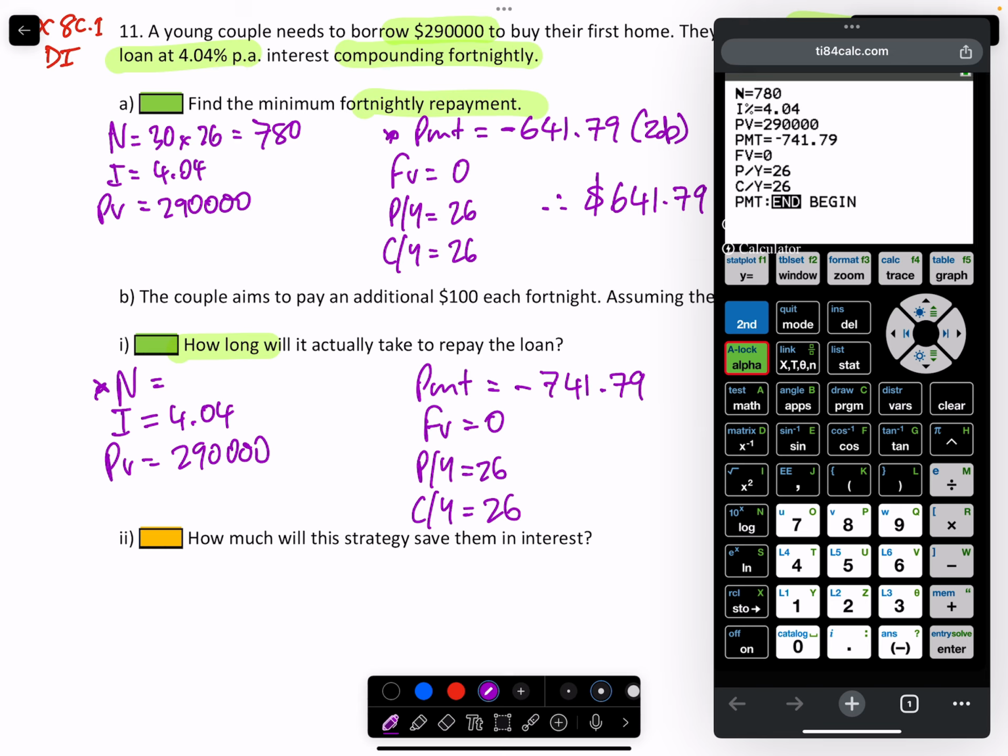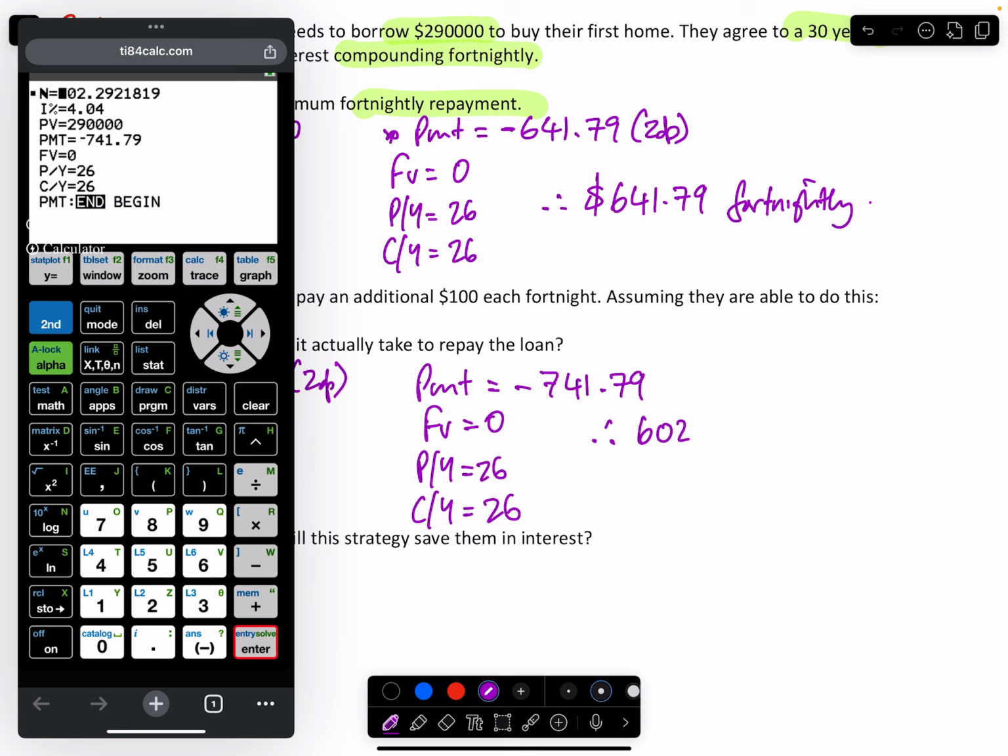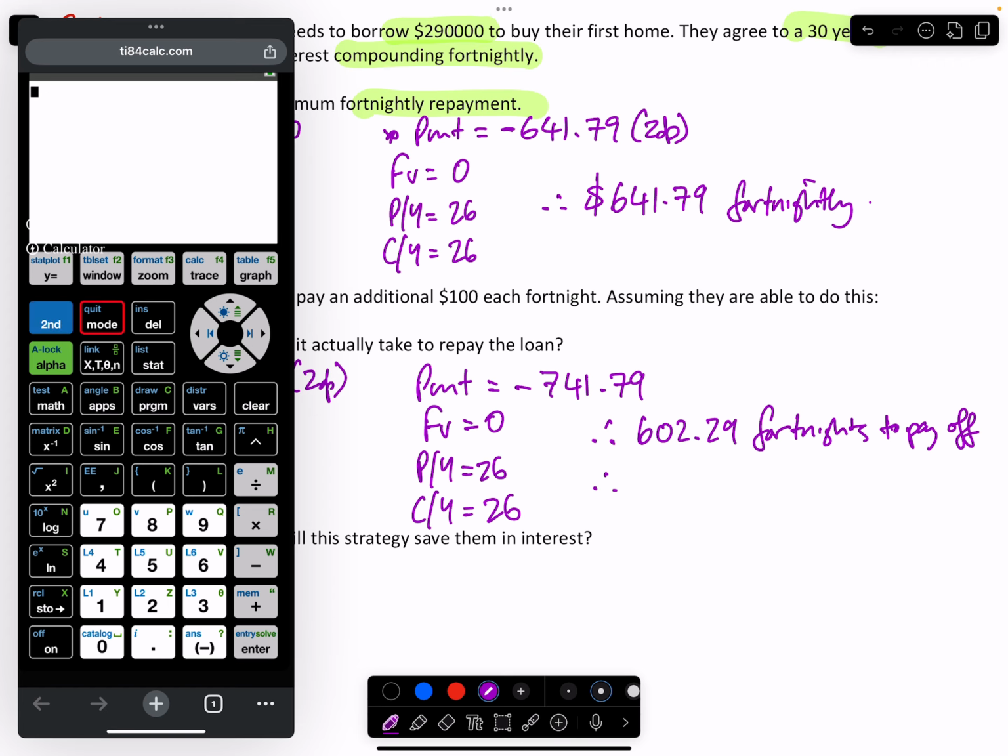Alpha enter. N is going to be 602.29 to 2 decimal points. Therefore, 602.29 fortnights to pay off. Therefore, 602.29 divided by 26, 23.17 years. So 2 decimal points.